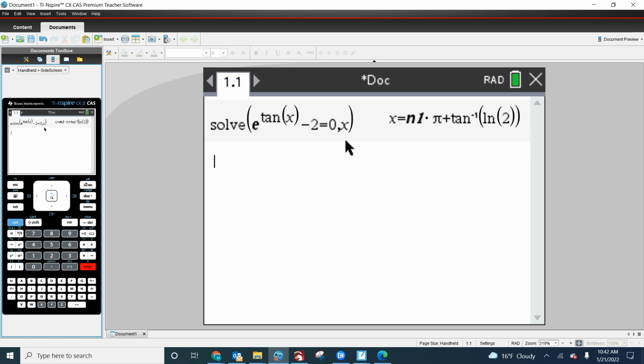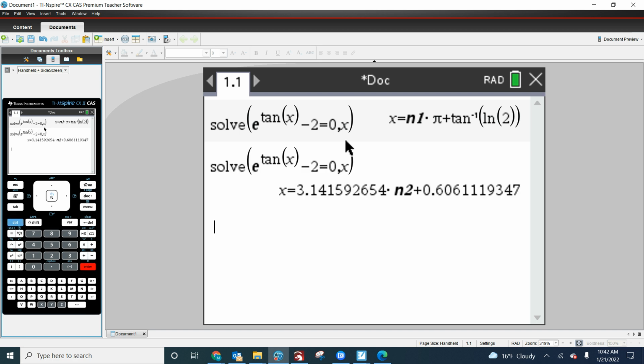What does the n1 mean? n1 pi plus tangent inverse of ln 2. If I hit control, enter: 3 point pi, okay. Pi times n2 plus that decimal. What does that mean? It's giving me a function to find every iteration of where this happens. Does that make sense? It's going to happen infinitely many times because it's a trig function. It's going to repeat. And that wasn't very nice.